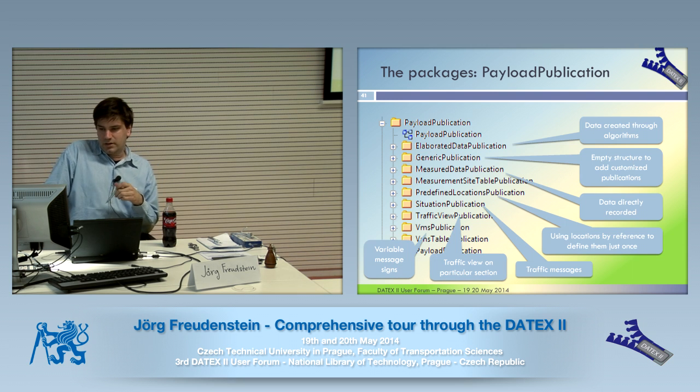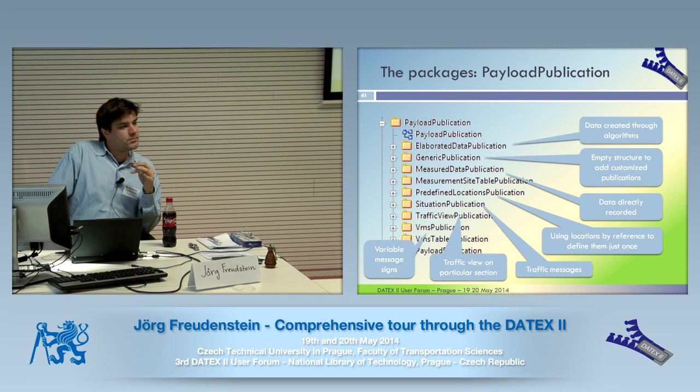Okay, what are the different elements? We have the elaborated data. This is data which is created through an algorithm, which is computed. I said before, this is an empty structure for extensions. We have the alternative to elaborated data, which is the measured data, in combination with the measurement site table publication. This is dealing with directly recorded data, mass data, if you so want.